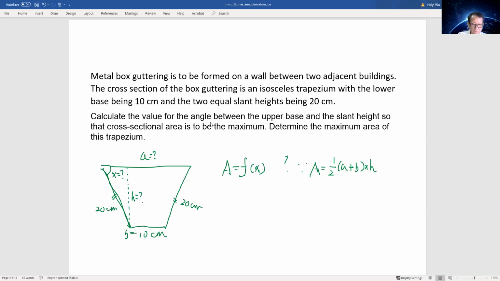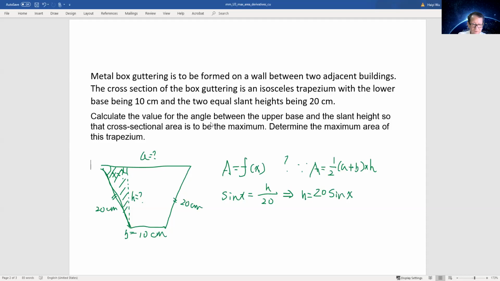However, if you look at this triangle here, you have an angle X, and it is a right angle triangle. So therefore, sine X, the sine ratio, is the opposite H over hypotenuse 20. So we can use sine X to represent H. So it's 20 times sine X. That's the first formula we established.